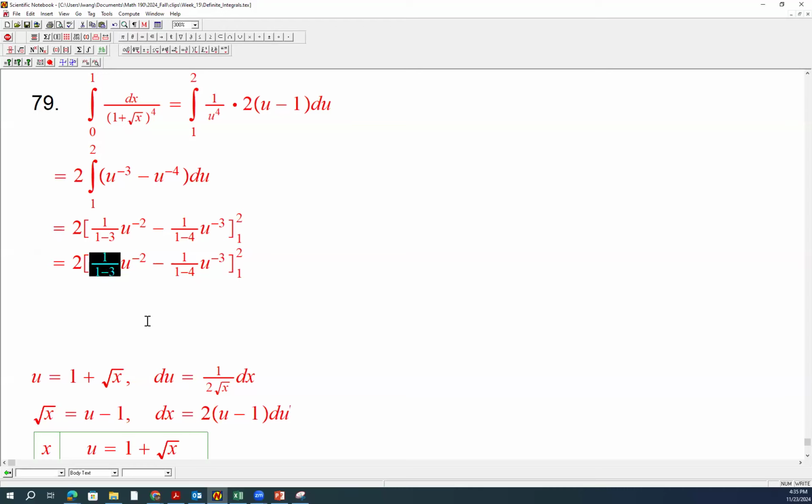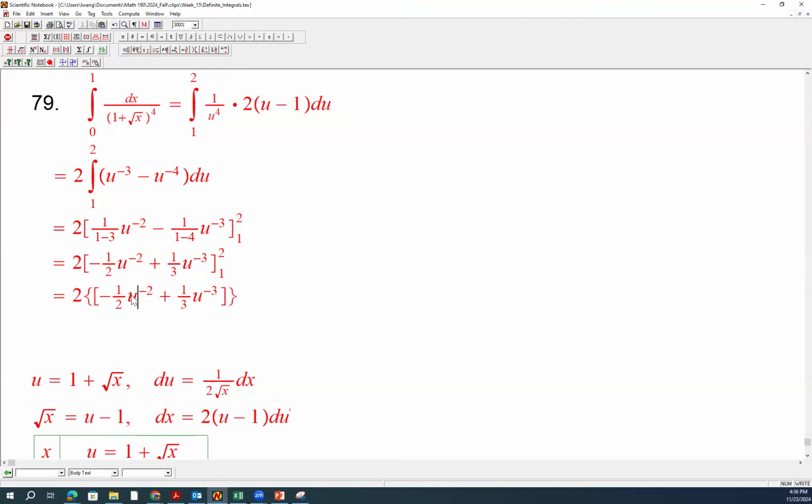So this is negative half, and this is -3. Negative makes positive, so this is going to be plus a third. And the rest is just plugging in the numbers. I'm going to use curly brackets: this bracket, all of it, substituting u by 2, subtracting this big bracket substituting u by 1.